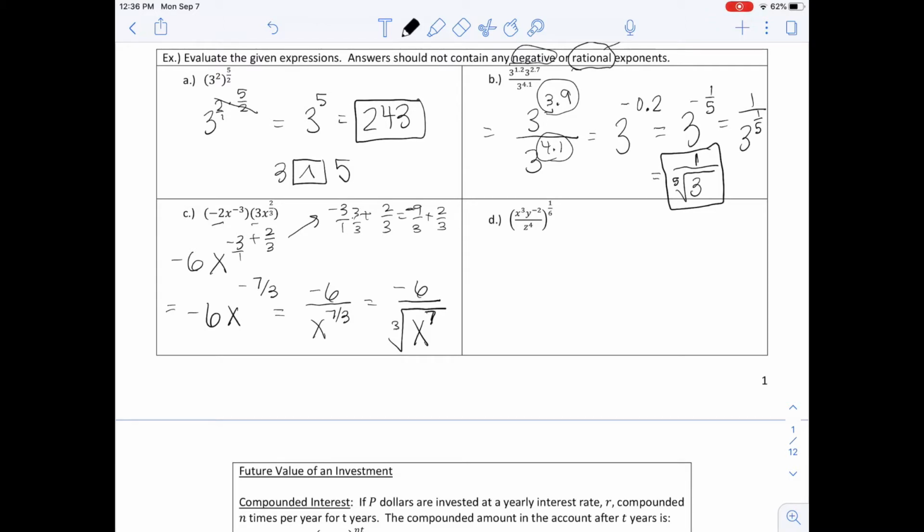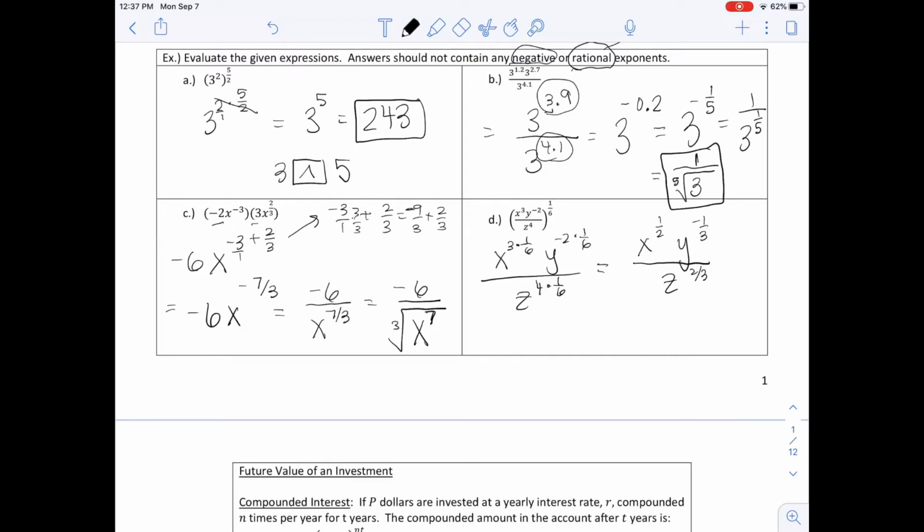And to do that, I'm going to multiply. So we're going to have x to the third times 1 over 6, y to the negative second times 1 over 6, all over z to the fourth times 1 over 6. Simplifying our fractions, we have x to the 3 over 6, or 1/2, reducing that, y to the negative 2 over 6, or negative 1/3, and then z to the 4 over 6, or simplifying it to be 2/3.